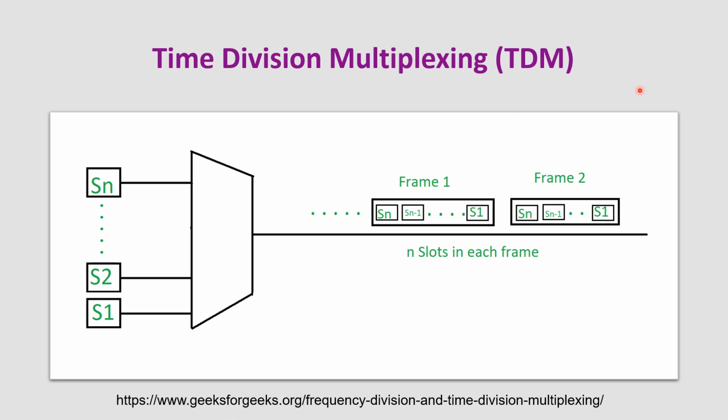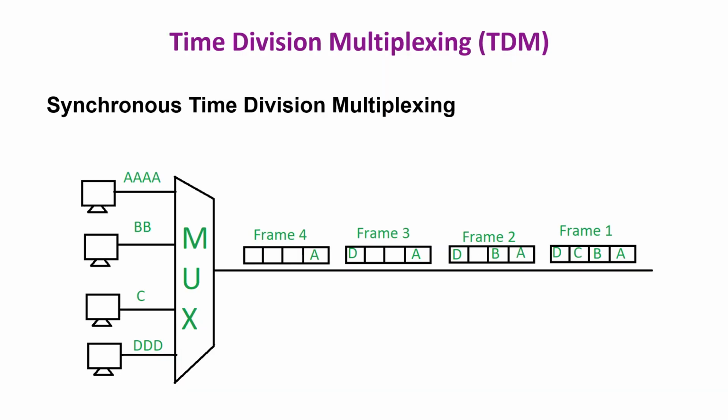Time division multiplexing is a method of transmitting multiple signals over a single communication channel by dividing the time available on the channel into distinct time slots. Each signal is assigned a specific time slot during which it can transmit its data. This technique enables efficient use of the communication medium, allowing multiple data streams to share the same channel without interference.